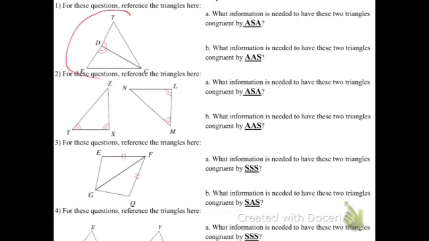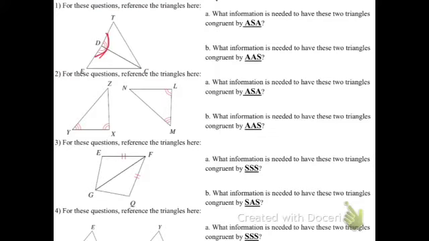Again, we're going to have a pair of triangles. We need to say what information we need to know still in order to have congruence by angle side angle, or angle angle side, side side side, or side angle side. So we just got to say what we need. First thing to do is look at your triangle and figure out what you know already.